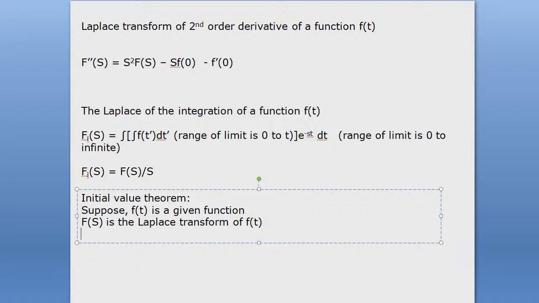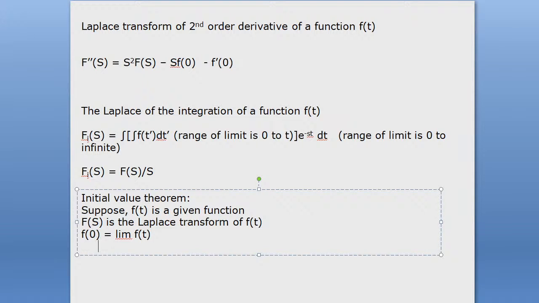The theorem actually states that we can calculate it. So let me write the initial value. The initial value of f of t is, suppose, f of 0, the initial value of our given function f of t in the time domain. So f of 0 means the limit of f of t as t tends to 0.